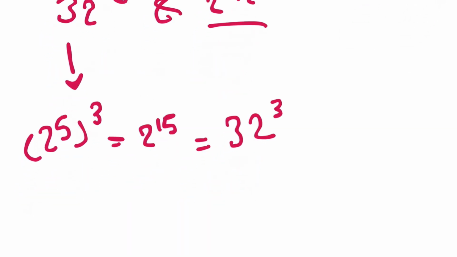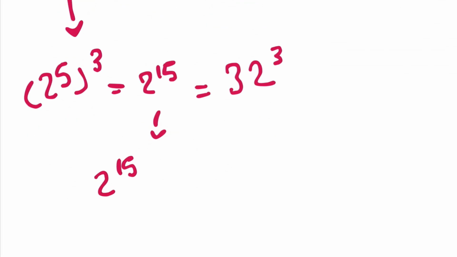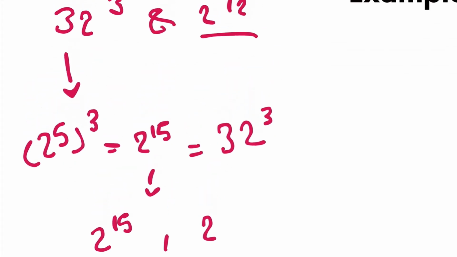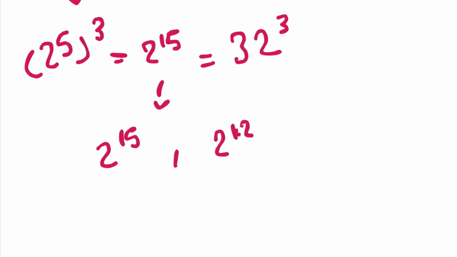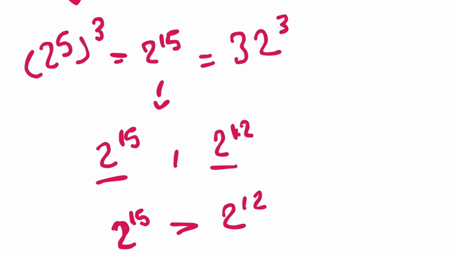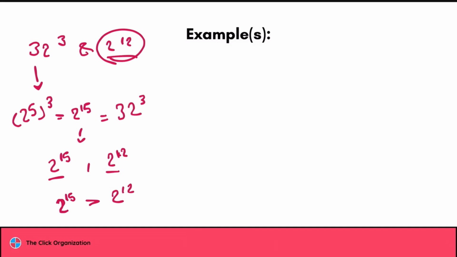Right now, I have 2 to the power of 15 and 2 to the power of 12, right? So right now, it's very much simplified. I have the same base. I am going to just compare the exponents. As I said, in positive bases that are greater than 1, the larger exponent is the winner and it's greater. So 2 to the power of 15 is greater than 2 to the power of 12. Okay, this was the first example.